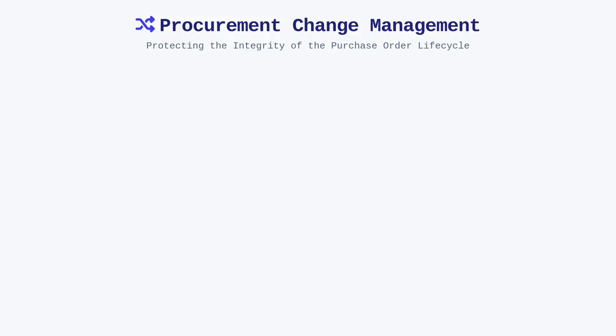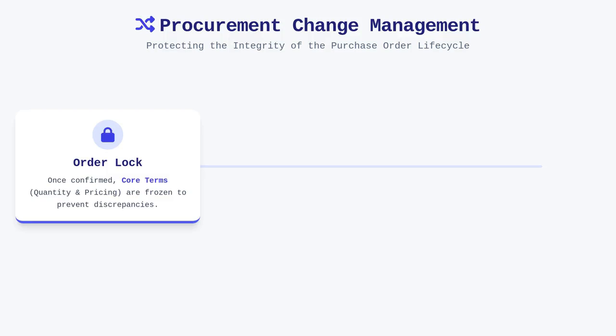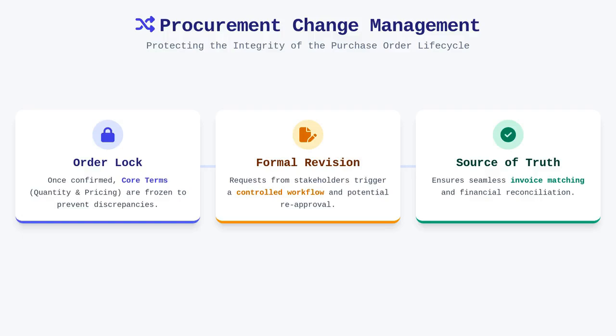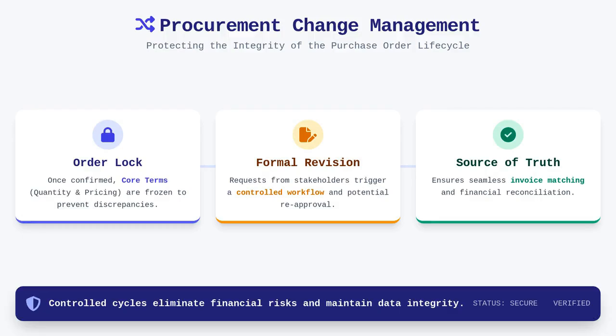Change management is a critical component of the procurement lifecycle that protects the integrity of the purchase order. Once an order is confirmed, it enters a state where core commercial terms, such as quantity and pricing, are effectively locked. If a supplier or an internal stakeholder requests a change, the system requires a formal revision process, which may trigger a reapproval workflow. This locking mechanism prevents discrepancies that could otherwise complicate downstream invoice matching and financial reconciliation. By enforcing a controlled change management cycle, the organization ensures that the purchase order remains a reliable source of truth throughout the procurement process.